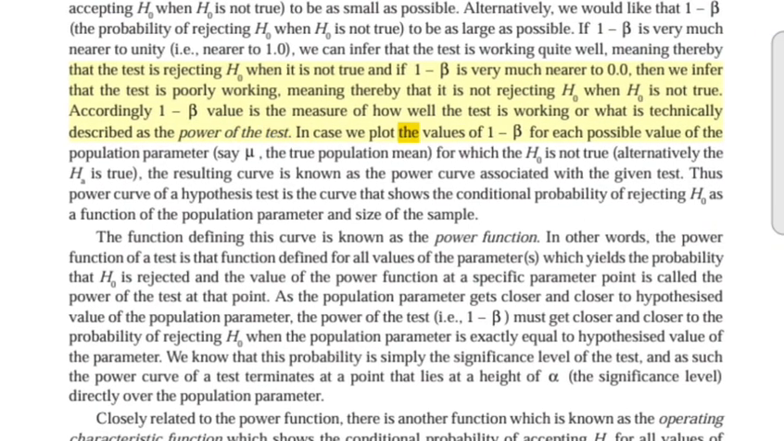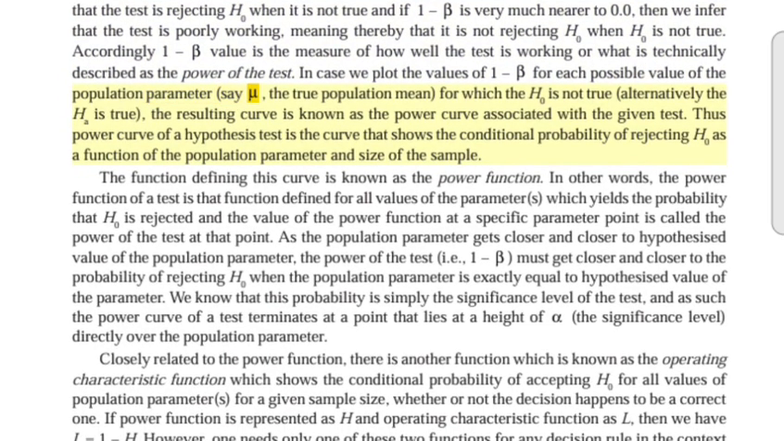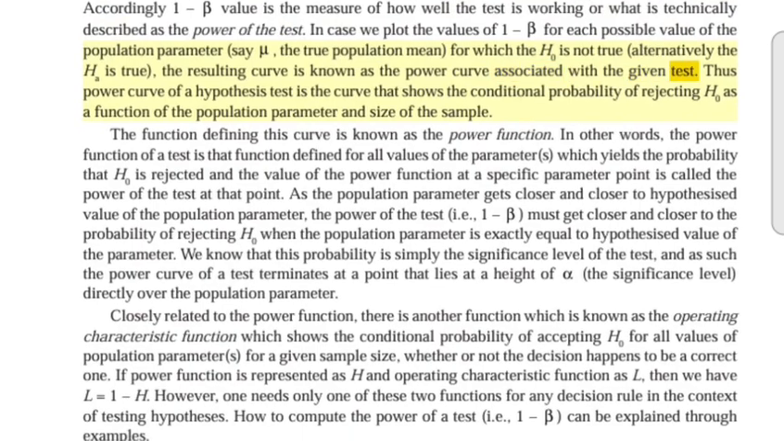In case we plot the values of 1 - beta for each possible value of the population parameter, say mu, the true population mean, for which the H0 is not true, alternatively the HA is true, the resulting curve is known as the power curve associated with the given test.